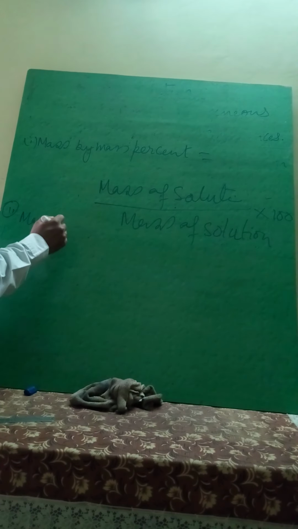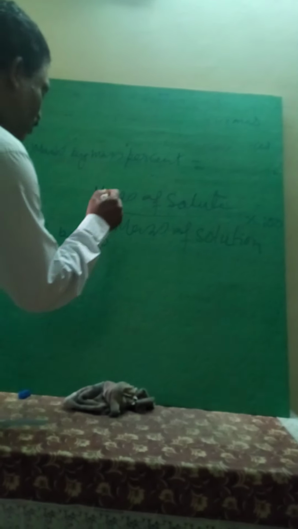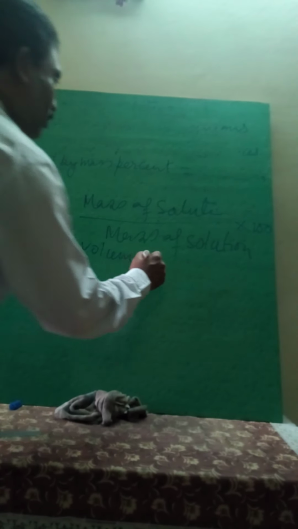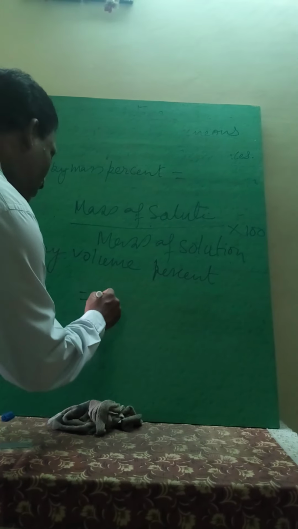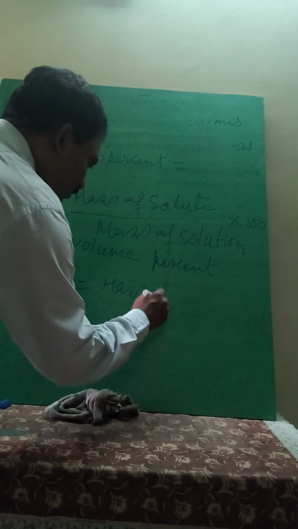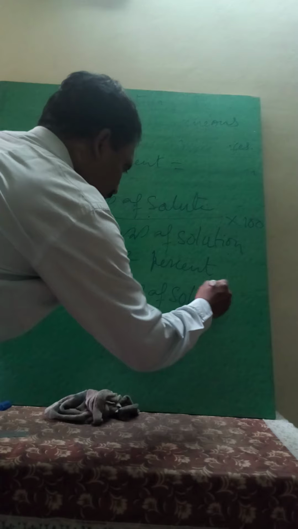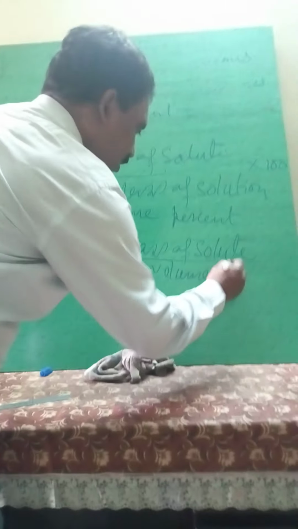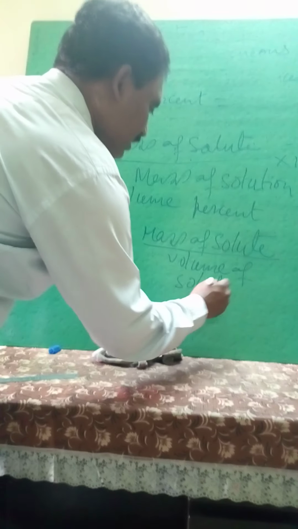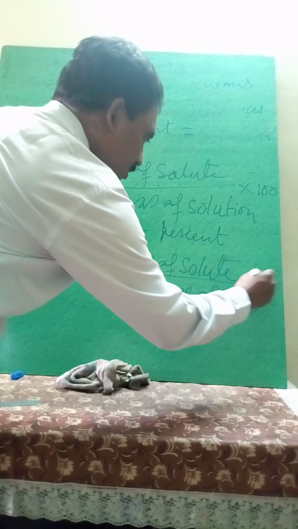Next, mass by volume percent. Mass by volume percent is equal to mass of solute by volume of solution into 100.